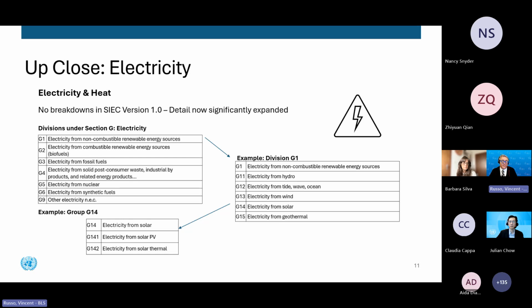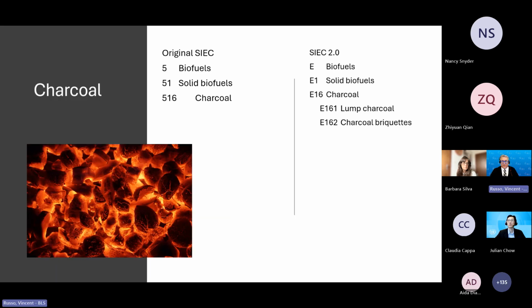Heat had been a single section without any disaggregation, and it is also now broken out in the same way. We also had a request to expand our coverage of charcoal, a response to a request from the African Energy Commission. And we have disaggregated charcoal now into lump charcoal, which is basically unprocessed, and charcoal briquettes, which are a more highly processed form of charcoal. This was an important distinction for many countries that see significant production of charcoal.